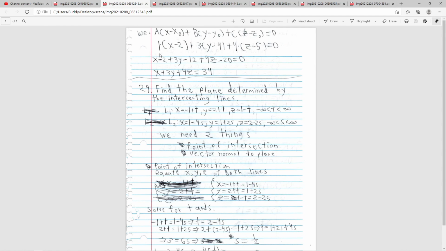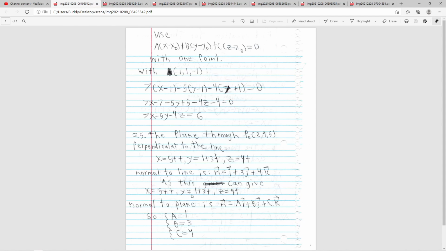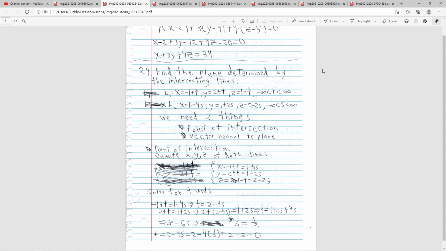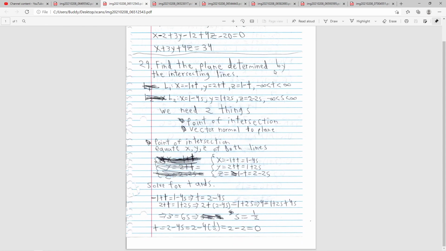And then it just becomes, using this equation, the 1, 3, and 4 from the normal vector. And of course, the point is 2, 4, 5. So you have minus 2, minus 4, minus 5. x plus 3y plus 4z equals 34. So you get it when you simplify down.